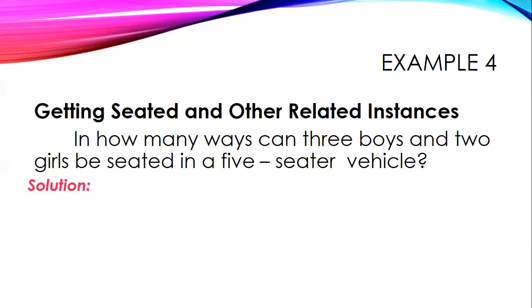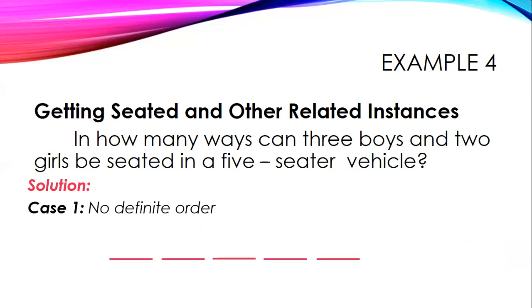So, meron din tayo ditong mga case. Case number 1, no definite order. Walang tamang pagkakasunod-sunod. Basta makaupo lang yung three boys and two girls. So, let's have the representation of the seats, this underline. Ito yung mga upuan natin.